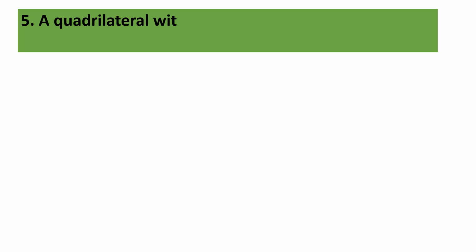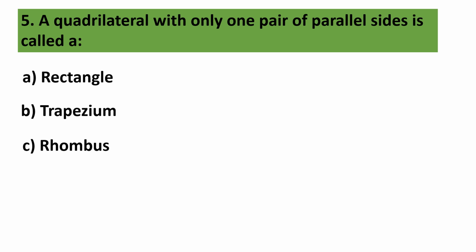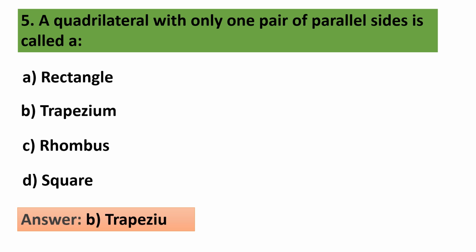Question number 5. A quadrilateral with only one pair of parallel sides is called: A rectangle, B trapezium, C rhombus and D square. Answer is trapezium. ट्रेपोजियम में एक ही साइड्स पैरेलल होती है. Other sides are not parallel in trapezium.